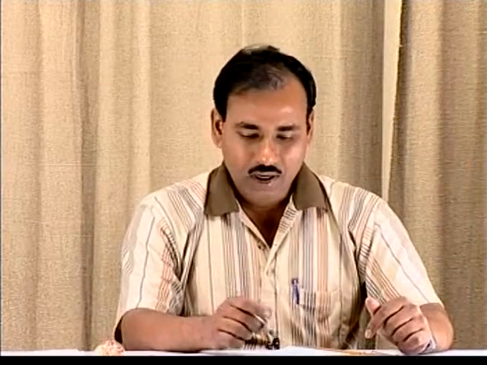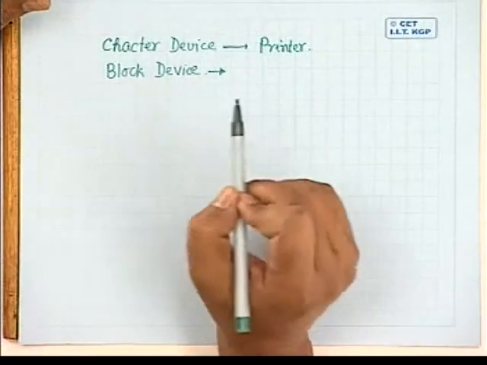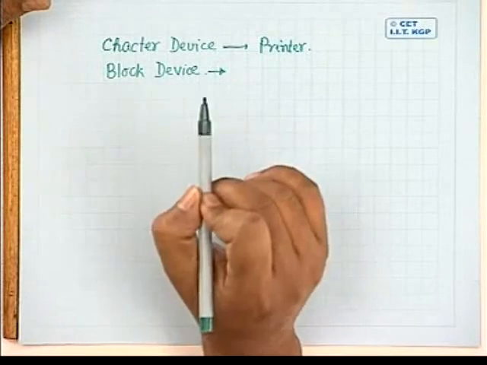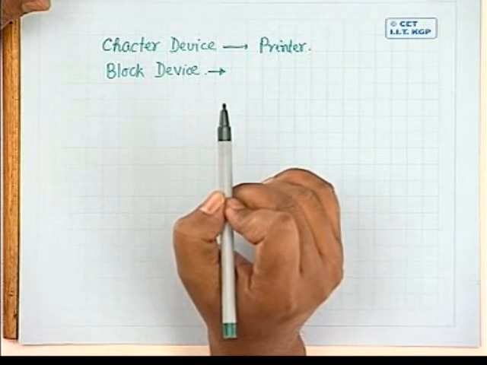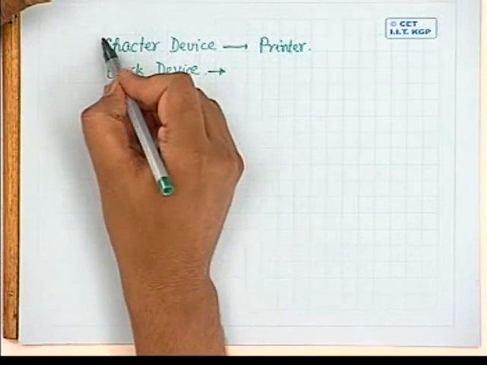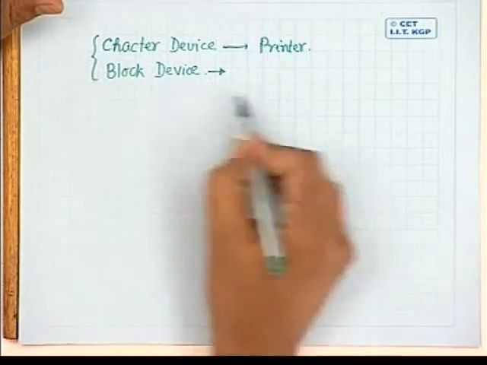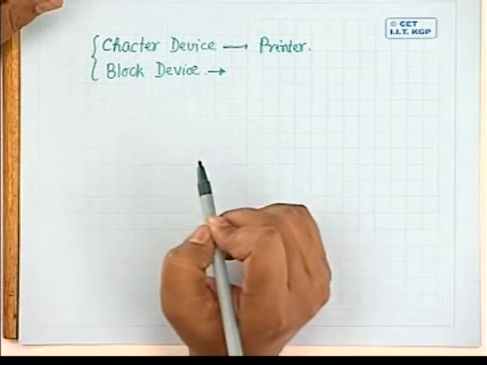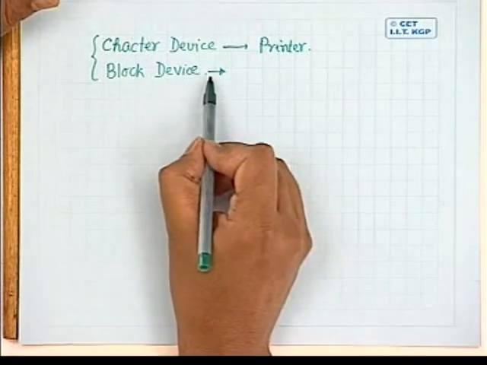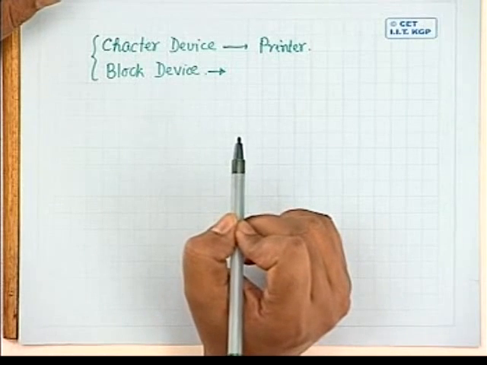So accordingly, the operating system modules which work on these different kinds of devices are also divided into two sub-modules. One sub-module will take care of the character devices, the other sub-module will take care of the block devices. Now, without going into a discussion of those modules, as we said, today we will discuss the secondary storage devices. What is the characteristic of the secondary storage devices?